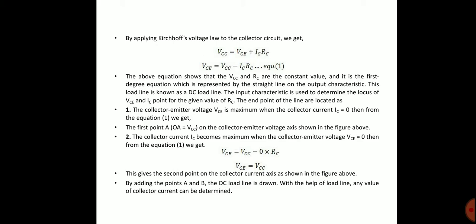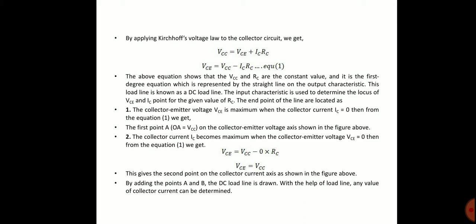So the equation of VCC is rearranged as equation 1. The above equation shows that VCC and RC are constant values and it is a first degree equation, which is represented by a straight line on the output characteristics. This load line is known as the DC load line. The output characteristics are used to determine the locus of VCE and IC points for the given value of RC.